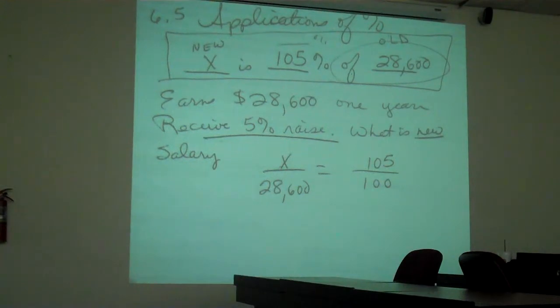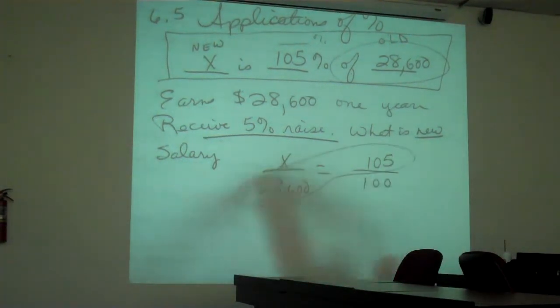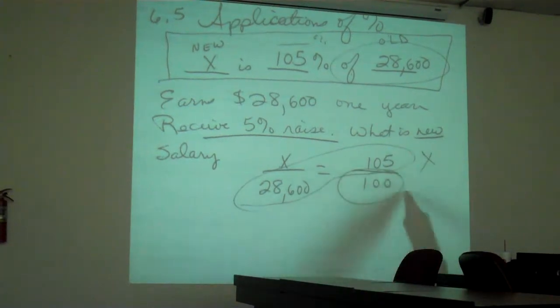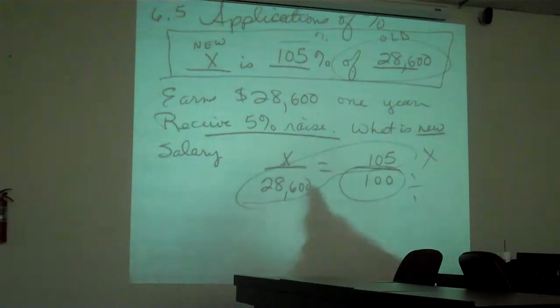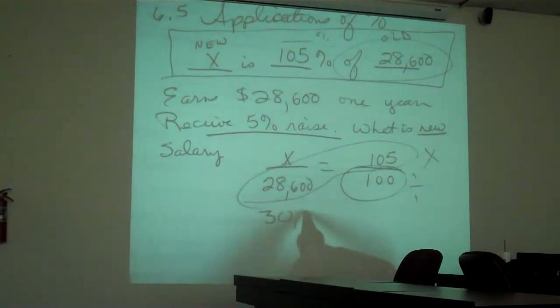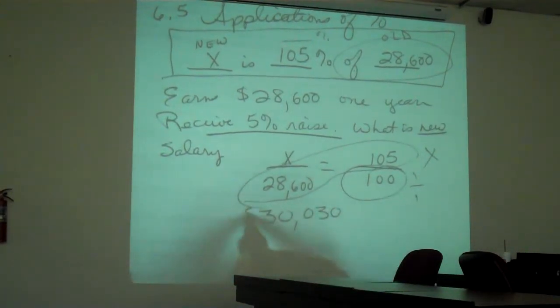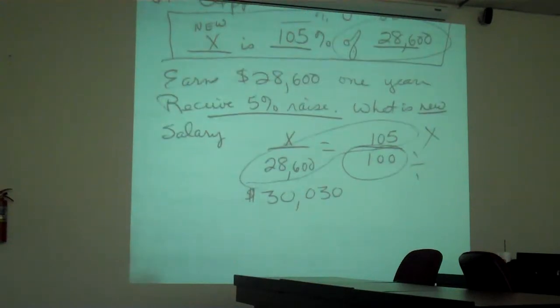You can use a calculator to do that. Just show what you multiplied and what you divided here. Multiplied that, divided that, and what did you get? $30,030. So you just have to read it and decide where the things go.